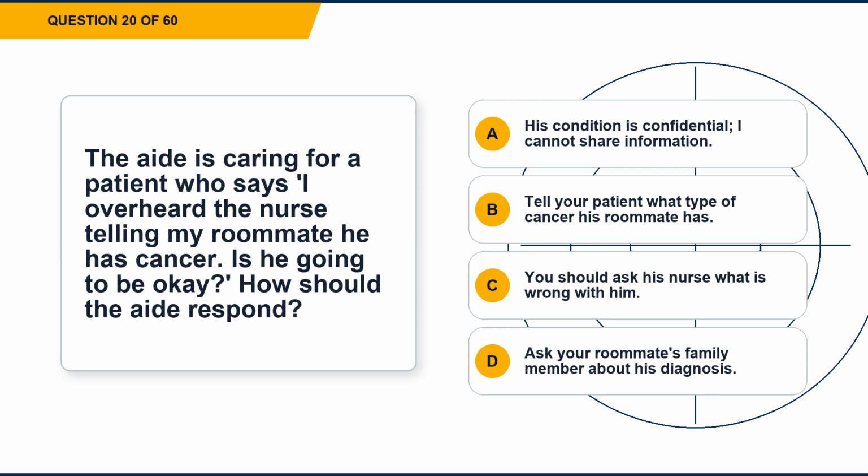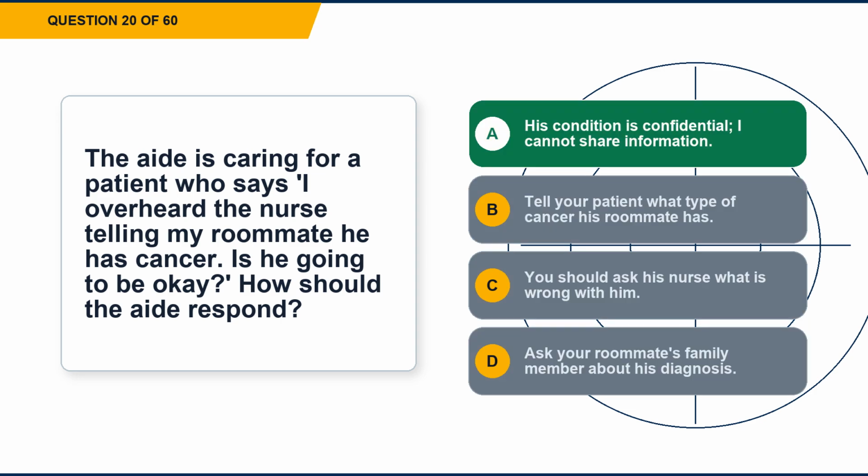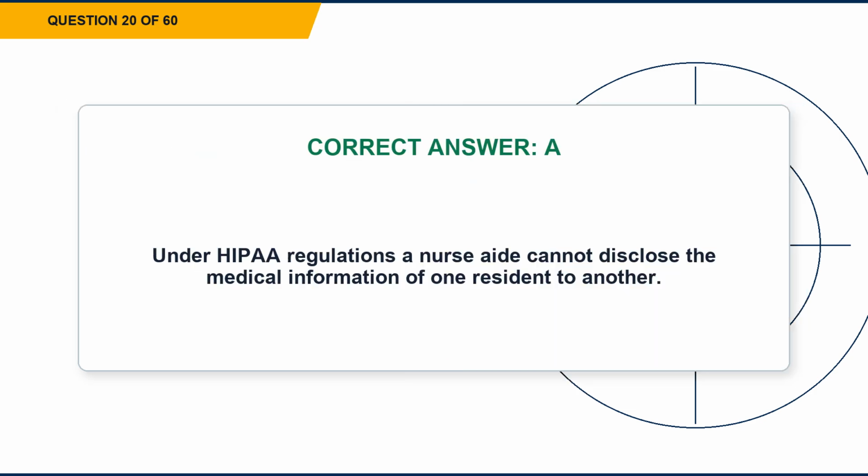Question 20. The aide is caring for a patient who says, "I overheard the nurse telling my roommate he has cancer. Is he going to be okay?" How should the aide respond? Option A. His condition is confidential, I cannot share information. Option B. Tell your patient what type of cancer his roommate has. Option C. You should ask his nurse what is wrong with him. Option D. Ask your roommate's family member about his diagnosis. The correct answer is option A. His condition is confidential, I cannot share information. Explanation. Under HIPAA regulations, a nurse aide cannot disclose the medical information of one resident to another.